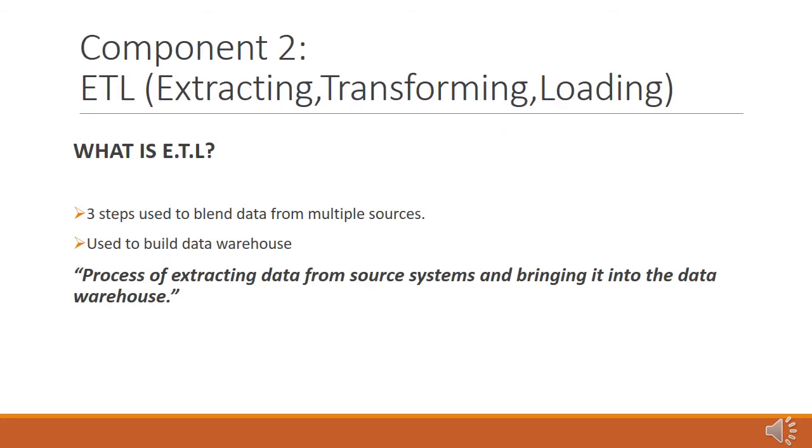The next step is ETL. What is ETL? ETL stands for extracting, transforming, and loading. ETL are 3 steps used to blend data from multiple sources and to build a data warehouse. The definition of ETL is the process of extracting data from source systems and bringing it into the data warehouse.